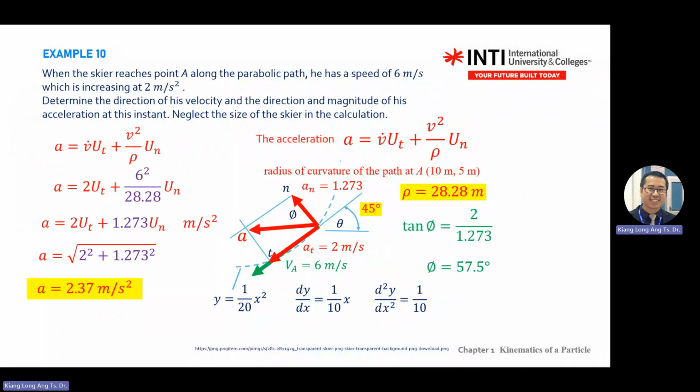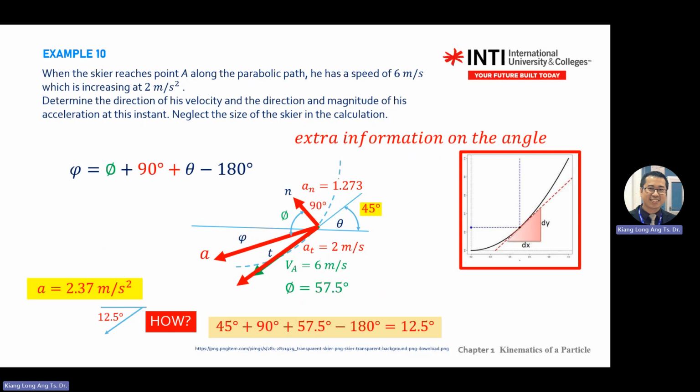There is also additional information for calculating the angle, on how to find this one. I also added one extra graph, extra information for you on this one.